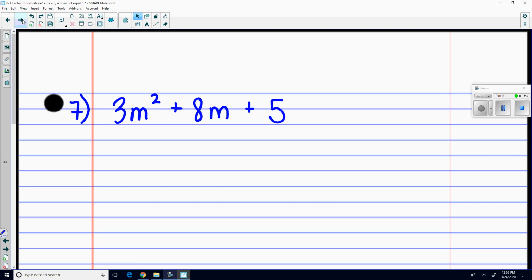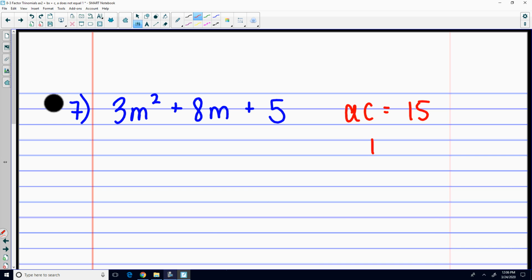Step 1, check that it's in order. I've got m squared, just the regular old term in the middle, and then at the end I've got a constant term, so yes, it is in order. Here, let me quickly pop down this recording box. Alright, so let's find what AC multiplies to. In my A position, I've got 3, in my C position, I've got 5, that's 15. Go ahead and write the factors of 15. There aren't too many, which is good.